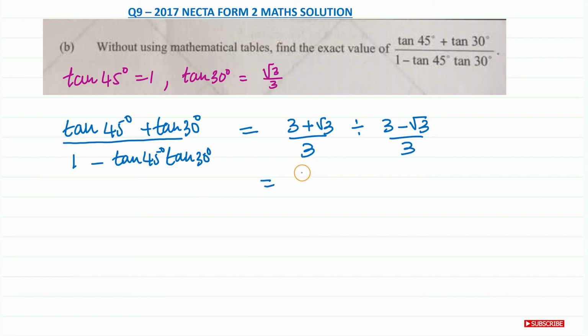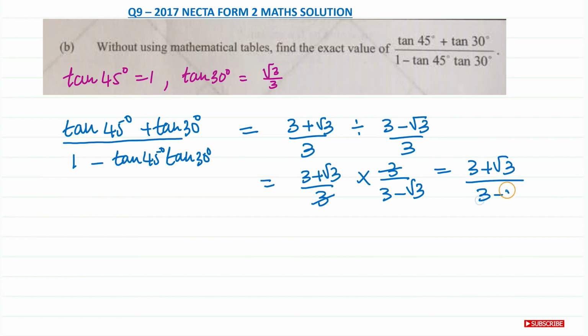So if we remove the division, we get 3 plus root 3 over 3 times 3 over 3 minus root 3. Okay, so we can cancel that, and then we are left with 3 plus root 3 over 3 minus root 3. Now, you know that we can't leave this form because there is a radical there. So what do we need to do? Well, we need to rationalize the denominator. So I'm just going to go ahead and rationalize that.